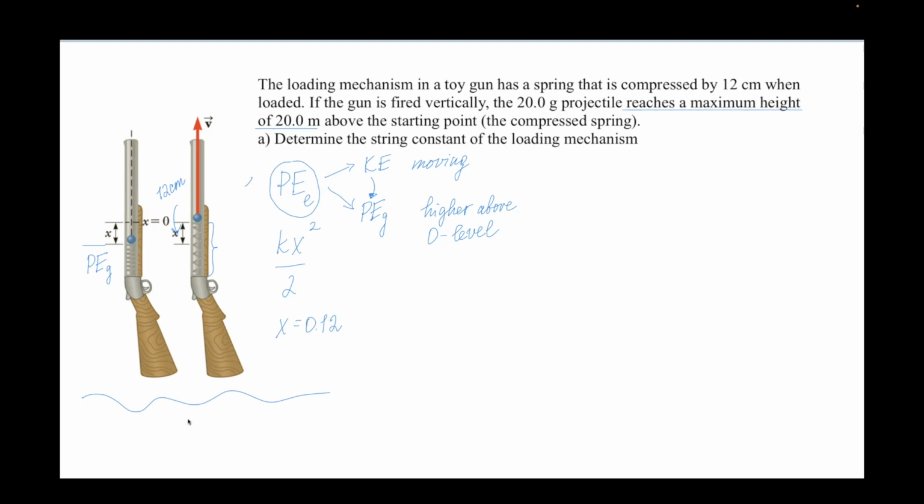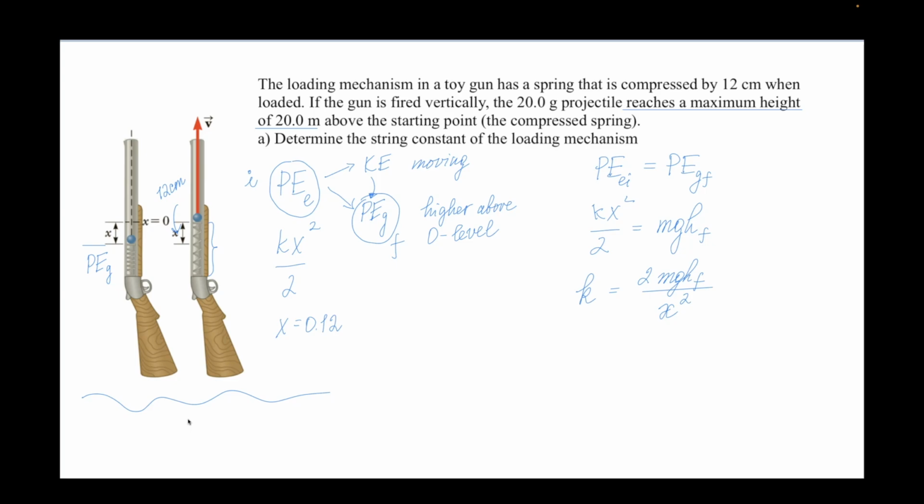So this is our initial, and this is our final energy at the very, very end. Potential energy elastic, initial, is going to be potential energy gravitational, final. kx squared over 2 equals mgh final. We need k, so let's multiply everything by 2, divide by x squared. k is going to be 2mgh final divided by x squared. So multiplied both sides by 2, then divided by x squared. That's going to be our k.